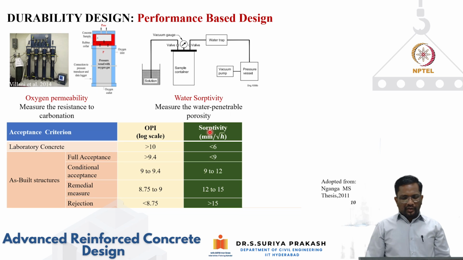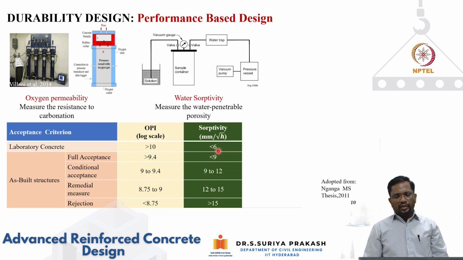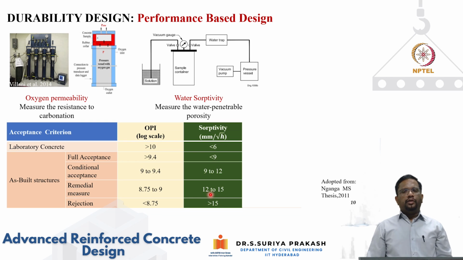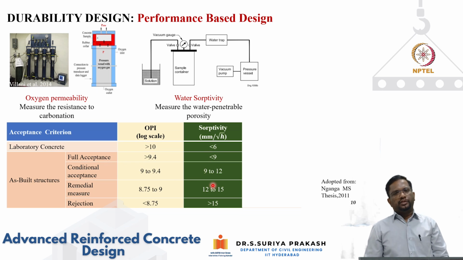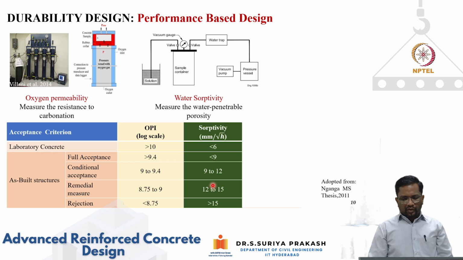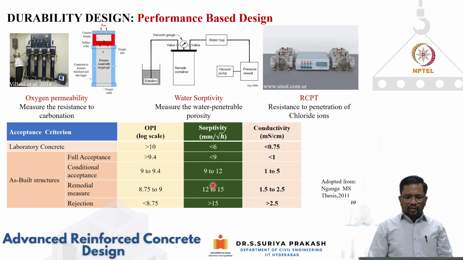And again, sorptivity for lab scales, you can see that it has to be less than 6, and for as-built structure, if the value is going more than 15, that means that the porosity and permeability is going to be higher. So you have to reject that concrete. And if it is going to be between 9 to 12, you have conditional acceptance. So the different values have been suggested by different codes. So this is one way we measure the porosity.